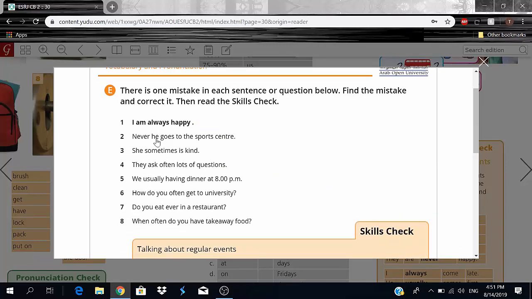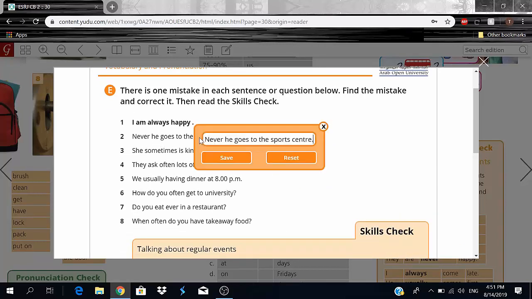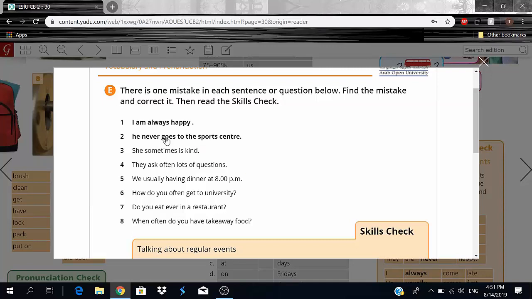Then we have number 2. Never he goes to the sports center. Nope. We're going to use never as the second word. So get rid of never. You know never means 0%. So he never goes to the sports center. Save. He never goes to the sports center.